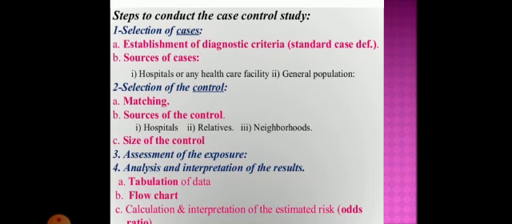So the first thing, we are going to put a 2 by 2 table. Convert your data into a table, which is called the 2 by 2 table, or four-fold table, and then you are going to put the flow chart, and do the calculation and interpretation of the result by calculating the odds ratio.